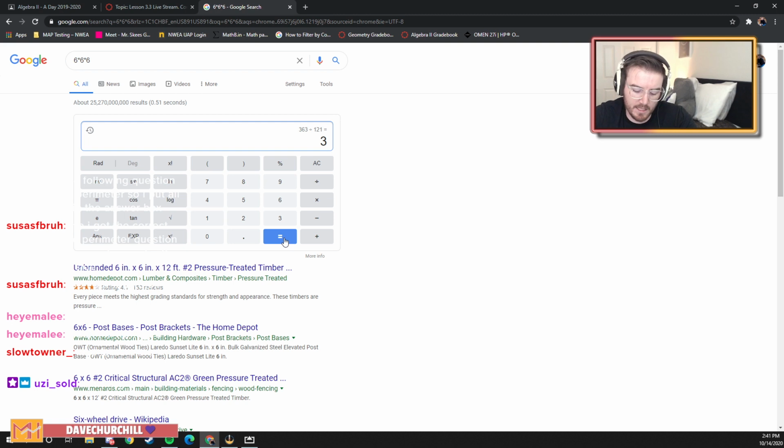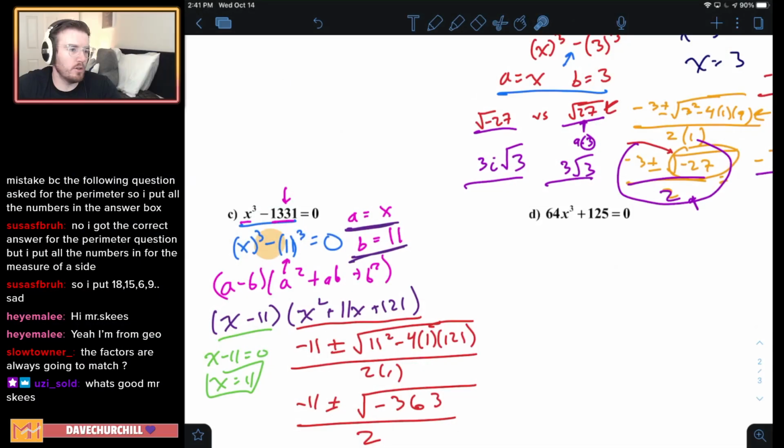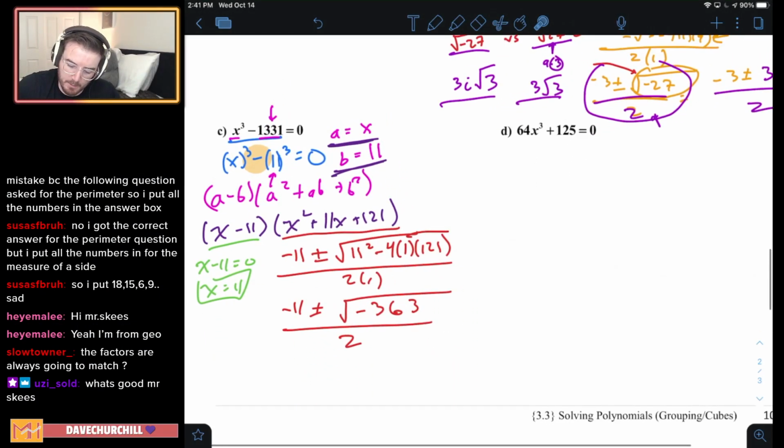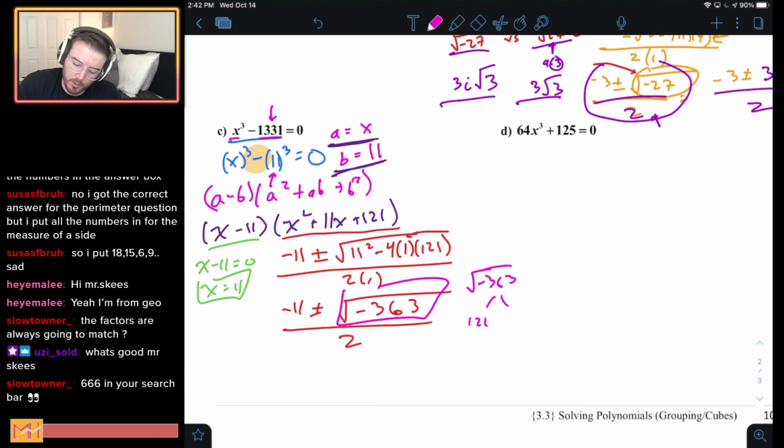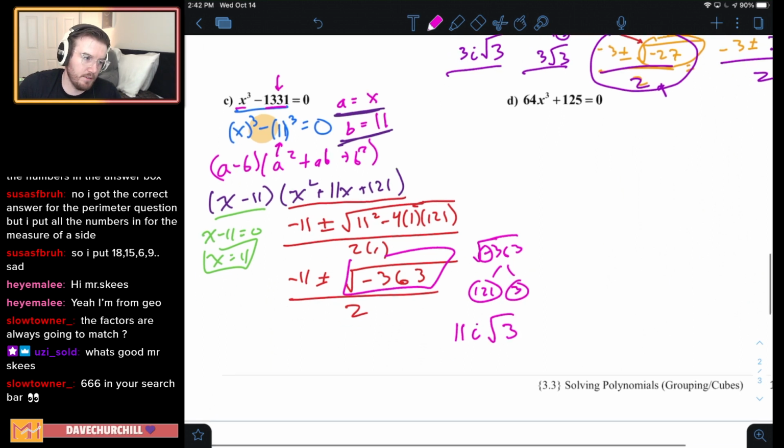Oh, that makes sense, right? Because it came from 11. So 11 squared is 121, right? And 363 is divisible by 121. So going back here, if I'm simplifying this radical, the square root of negative 363, that splits up into 121 times 3. The square root of 121 is 11. It's negative, so it's imaginary. And the 3 is left over.